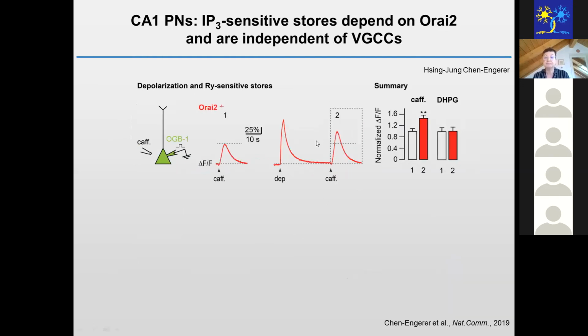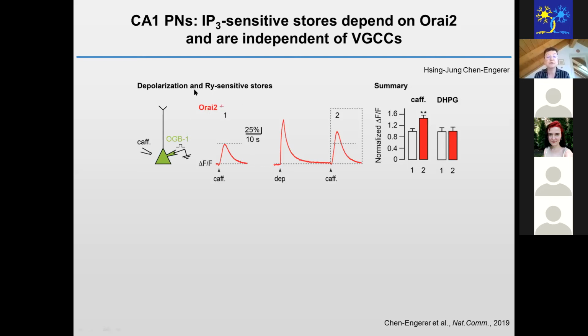We tested the independence of IP3- and ryanodine-sensitive calcium stores by testing the possible replenishment or regulation also by voltage-gated calcium channels. So it was known from earlier work in our group, actually from Olga Garaschuk's work, that the ryanodine-sensitive stores in the CA1 pyramidal neurons can be replenished or even overcharged by the activity of voltage-gated calcium channels.